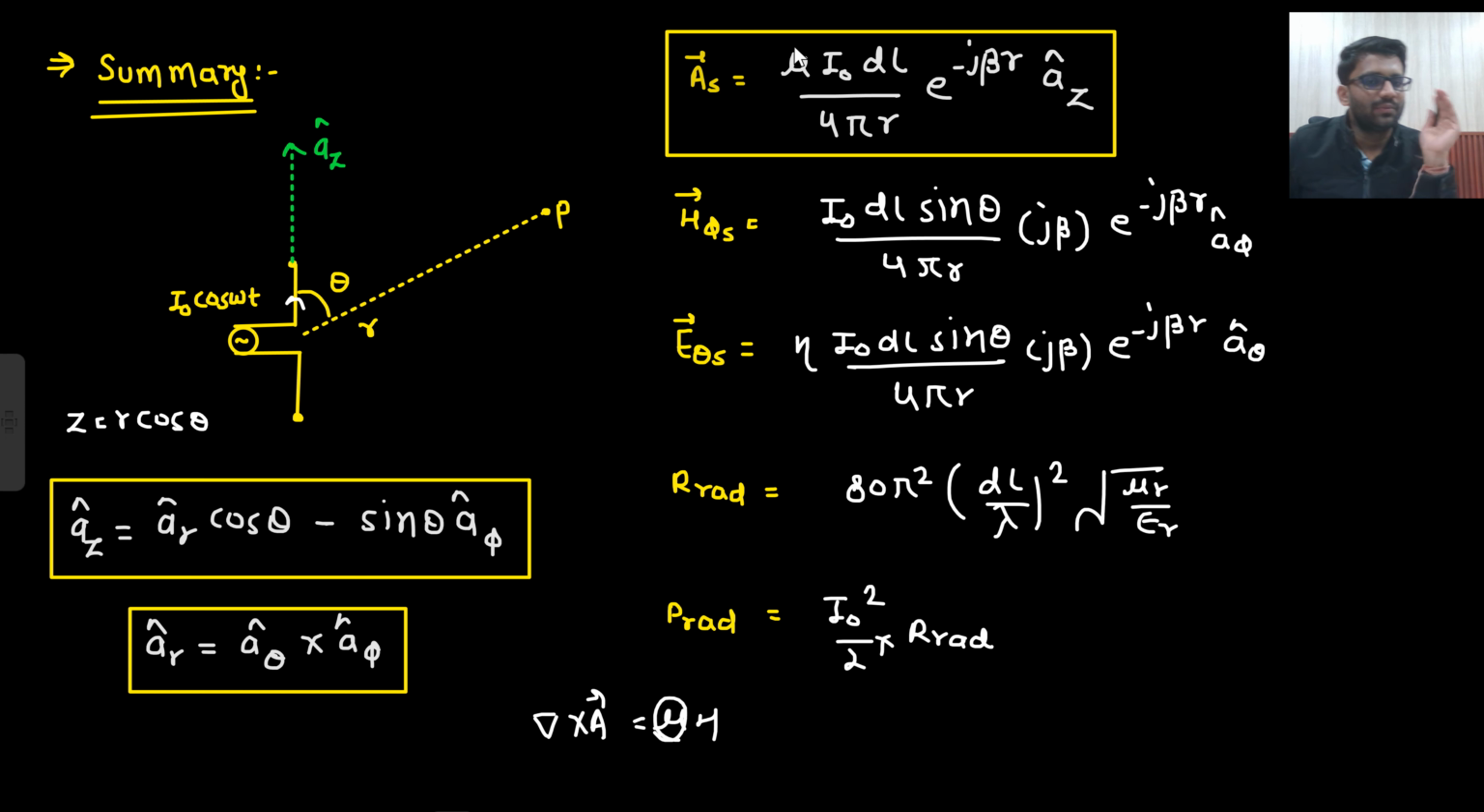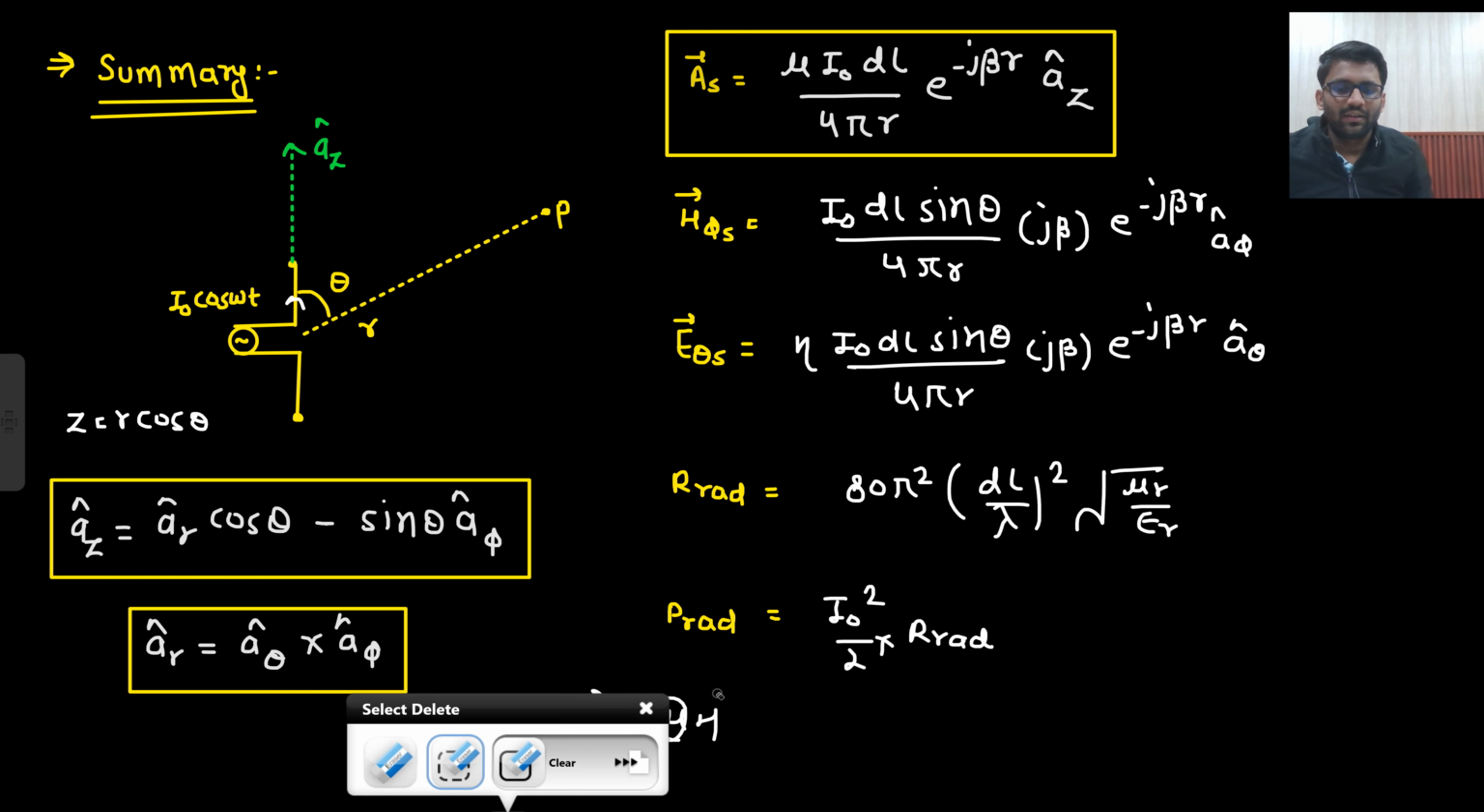Here the extra term is mu upon 4 pi r e to the power minus j beta r, and the direction will be the same as the current, and the current will always be in the direction where your antenna is placed. So the antenna is placed along the z axis, so the current will be AZ cap. And if I need to write it in terms of my AR cap and A phi cap, then also I can write it down. I can replace my AZ cap, right?